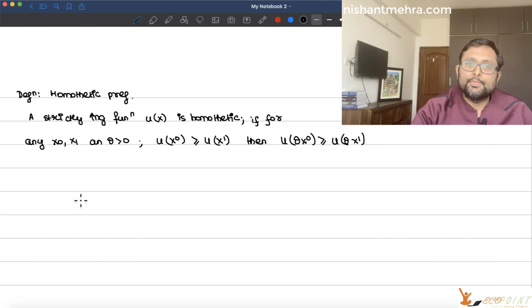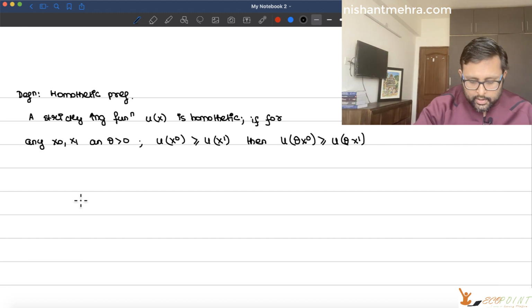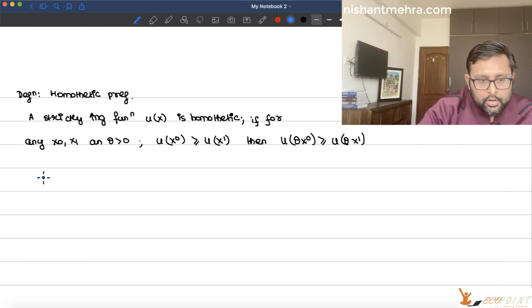So this is basically the same thing, don't you think? If you prefer x0 to x1, then if the preferences are homothetic, you also prefer theta x0 to theta x1. So in the form of utilities, how do you write it? If you prefer x0 to x1, you write u(x0) is greater than or equal to u(x1), and if preferences are homothetic, then you also prefer theta x0 to theta x1. So how do you write this in terms of utility? U of theta x0 is greater than or equal to u of theta x1. That's what you write, right?